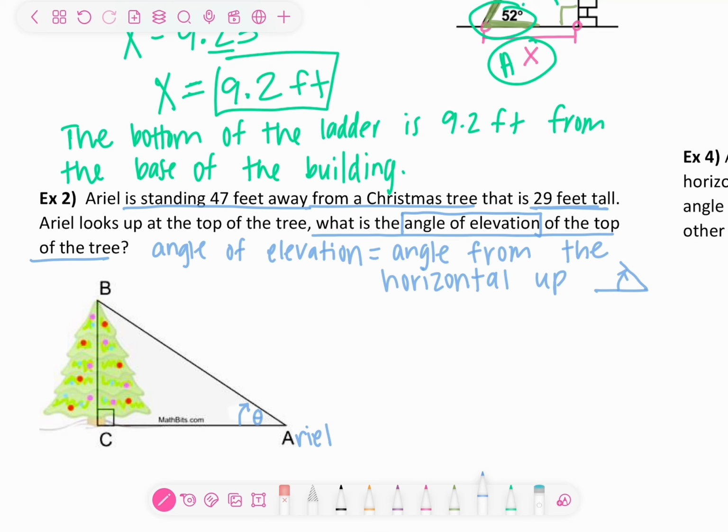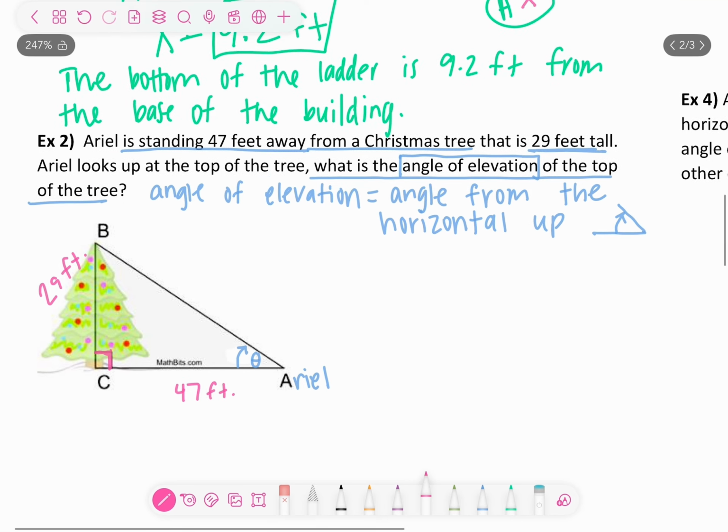And then there's a couple things that we need to put into the diagram. So the right angle is already there actually, right? That right angle here where the Christmas tree meets the ground, that's already there. But we do need to put in the values. So she's standing 47 feet away from it. So that's AC. This is 47 feet, the distance she is away from it. And then it's 29 feet tall. So that's going to be CB. So that's 29 feet tall. And we're looking for the angle. So we have 2 values.